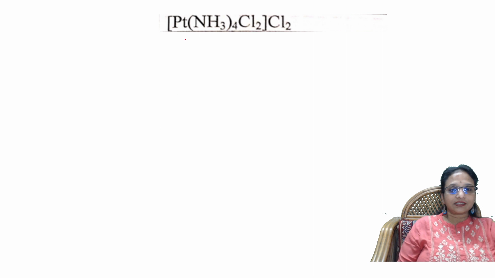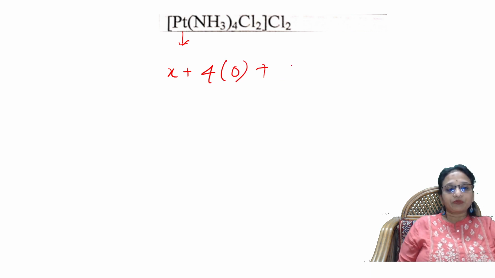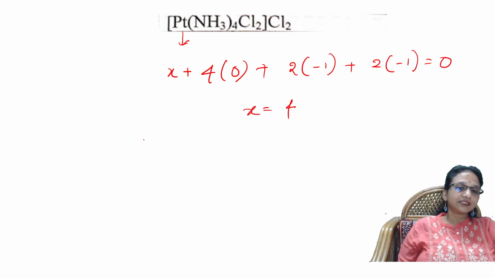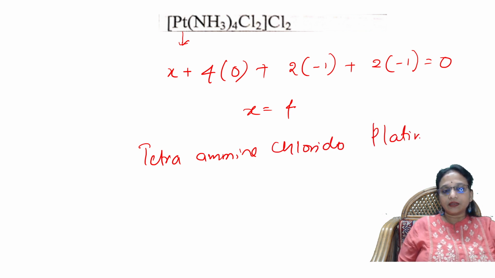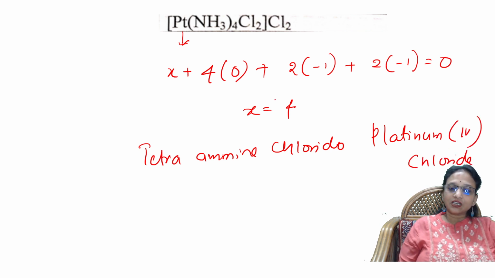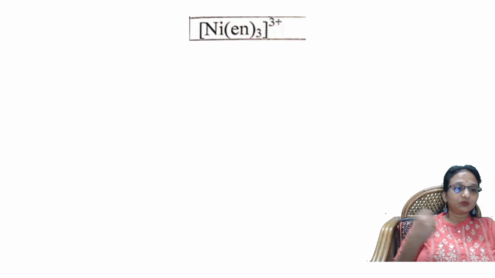So here, let's check. Here it is X. This is the neutral ligand. 0 plus 2 into minus 1 plus 2 into minus 1 is equal to 0. X is equal to 4. Easy. Name it. Tetraammine dichlorido platinum 4 chloride. Easy. See, students, by doing so many examples, it has become so easy for us, correct now? Yes. One more we will see.